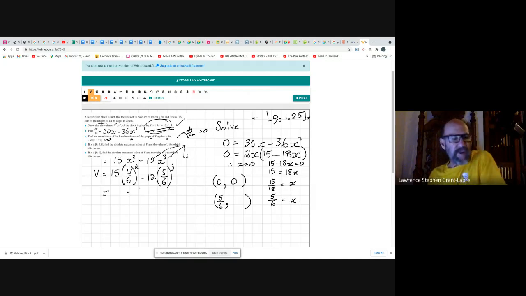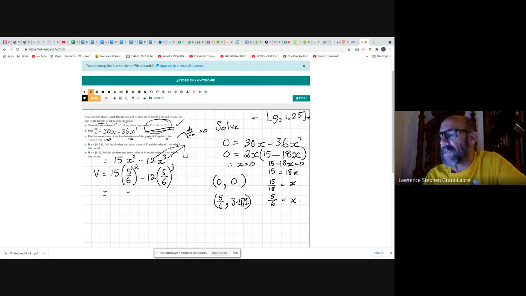And we get an error. Okay, I'll just use the other calculator. 15 times bracket fraction 5/6, close the bracket, to the power of 2, minus 12 times 5/6 to the power of 3. All right, I get 3.4722222. Okay.